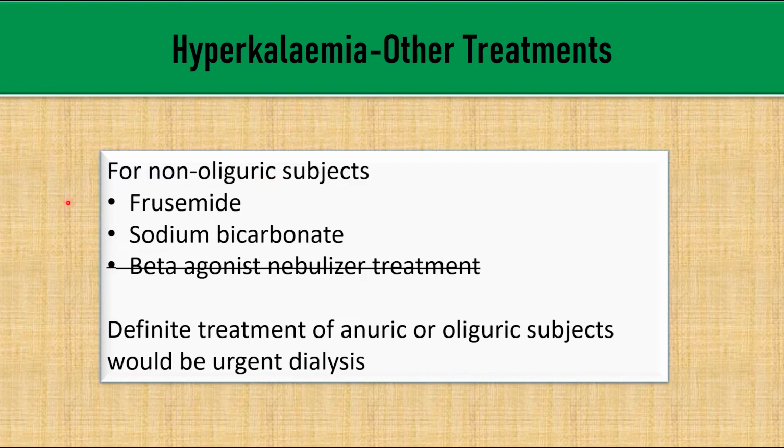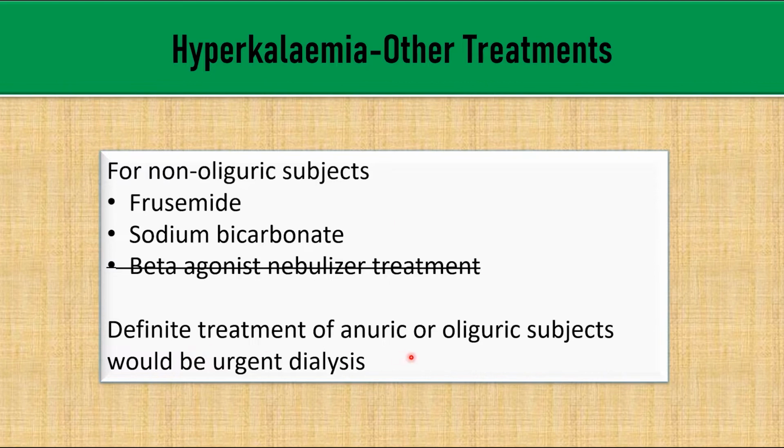For example, by giving loop diuretics like furosemide or by giving sodium bicarbonate. So to highlight, beta agonist nebulizer treatment you may come across in a medical textbook, but in practice we don't really give nebulizer treatment for a few concerns. First, it will cause tachycardia, which is actually uncomfortable for the patients. And second of all, nowadays in this COVID pandemic, nebulizer treatments are discouraged.